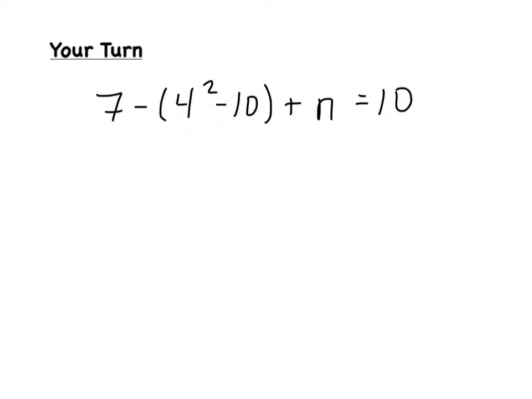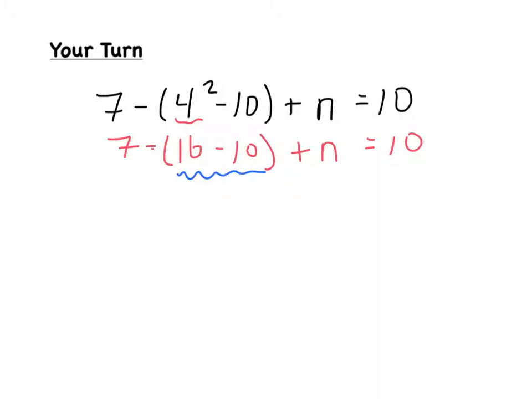So remember, with our order of operations, we look inside the parentheses first. So we have our 4 squared minus 10, and I see how we have an exponent. So we need to do 4 squared, which is equal to 16. Now remember, we're bringing everything down every single time, just because it's a lot easier, and it's easier to remember exactly what's going on so you don't get lost. Next thing, we're still inside the parentheses. We have 16 minus 10, so that's equal to 6. So we have 7 minus 6 plus n is equal to 10.